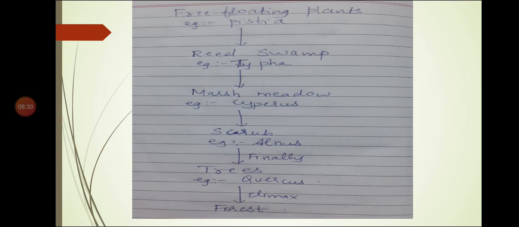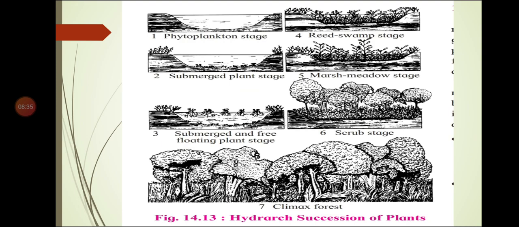Okay, so let us study this with the help of a diagram. First stage, phytoplankton stage, means small plants are there in the water. Second, submerged plant stage, some small plants are growing, but they are found in submerged condition, half in the water, half above the water. Then submerged and free floating plant stage, that means these plants are there which are free floating. You can see here free floating plants are found in the water.